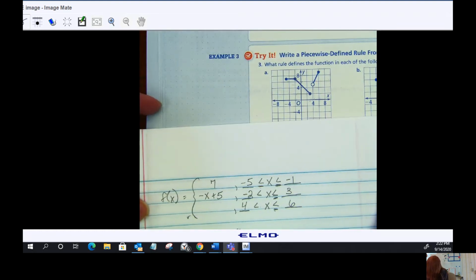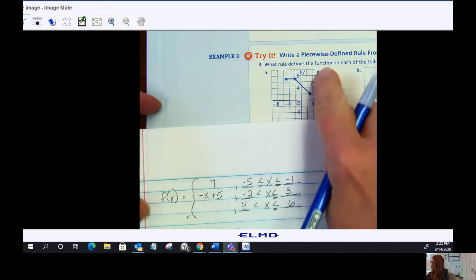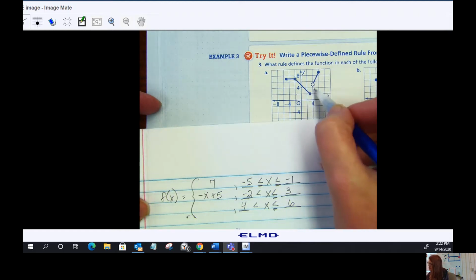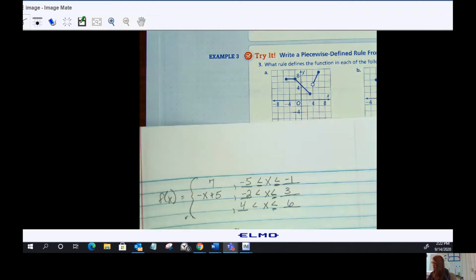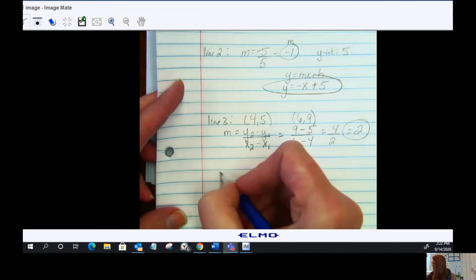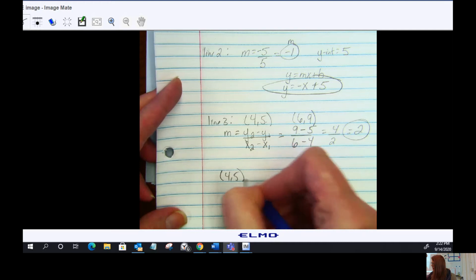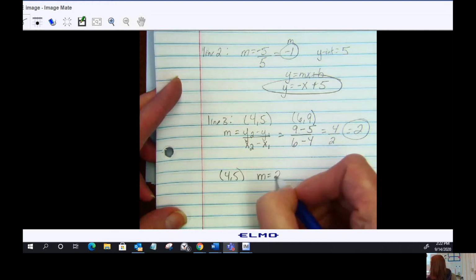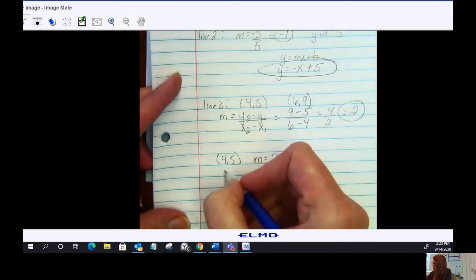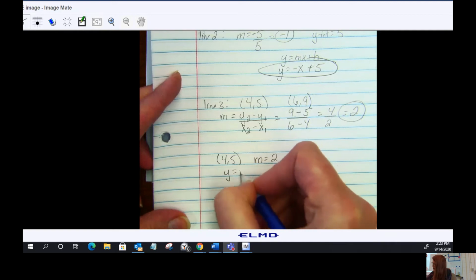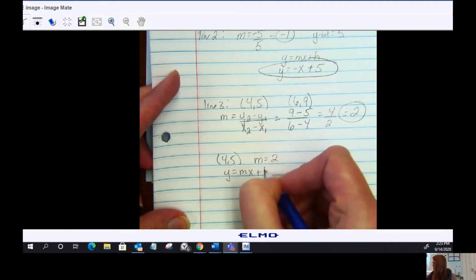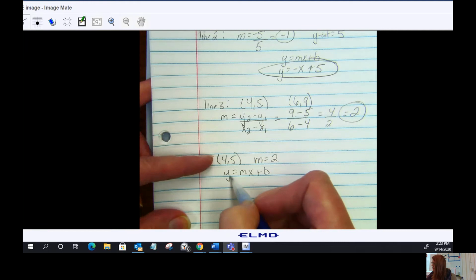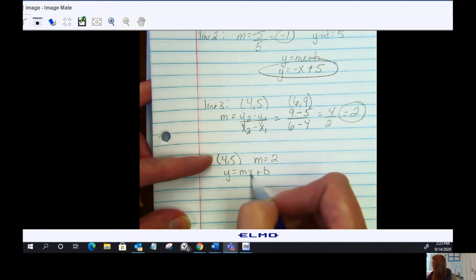I don't have a y-intercept that I can just really easily see. So what I'm going to do is I'm just going to pick any point on this graph. Let's go with the end point. Let's use 4, 5 again. 4, 5, and I know my slope. So if I go point 4, 5, and I know my slope is 2, let's find b. So again, go back to slope-intercept form, y equals mx plus b. And now let's substitute 4, 5 for our x and our y here.